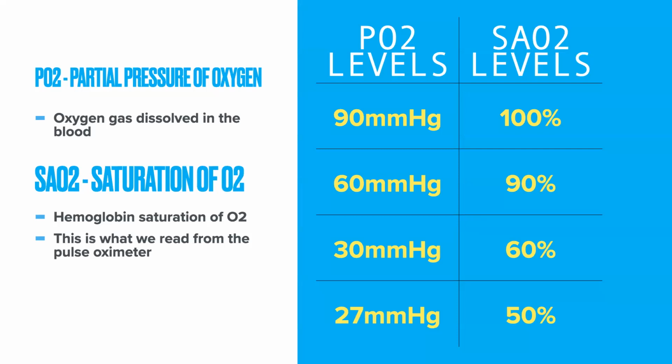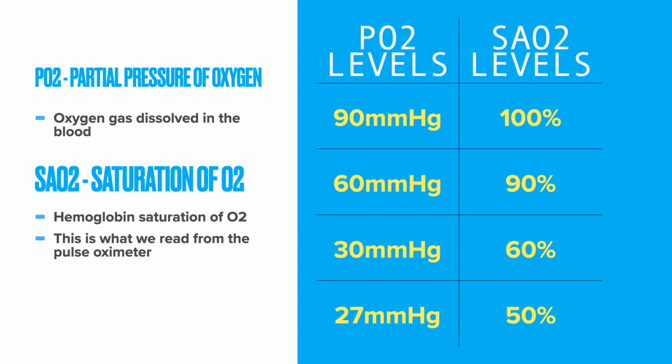As it drops, once you get to 90, it's 60. 60 is 30. 50 is 27. I don't know, that doesn't make any sense to me. I learned it the 4, 5, 6, 7, 8, 9. So SaO2 is our saturation of the hemoglobin, and partial pressure is that dissolved oxygen within the blood. So remember, 100 is 90, 90 is 60.